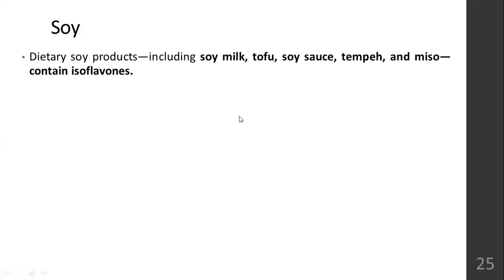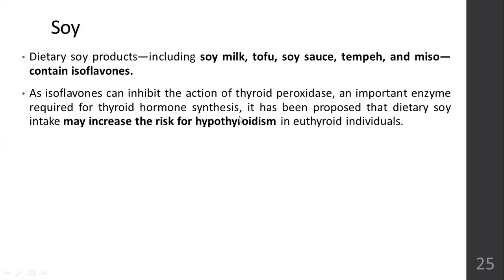Soy, dietary soy products like soy milk, tofu, soy sauce, tempeh, miso, contain isoflavonols. These all are soy products. So isoflavonols, which are present in soy, and are an antioxidant as well, can inhibit the action of thyroid peroxidase. It's an important enzyme required for thyroid hormone synthesis. Thyroid peroxidase is a chemical which is required for thyroid hormone production in the thyroid gland. But isoflavonols can inhibit the action of thyroid peroxidase. So automatically, thyroid hormone production will go down.